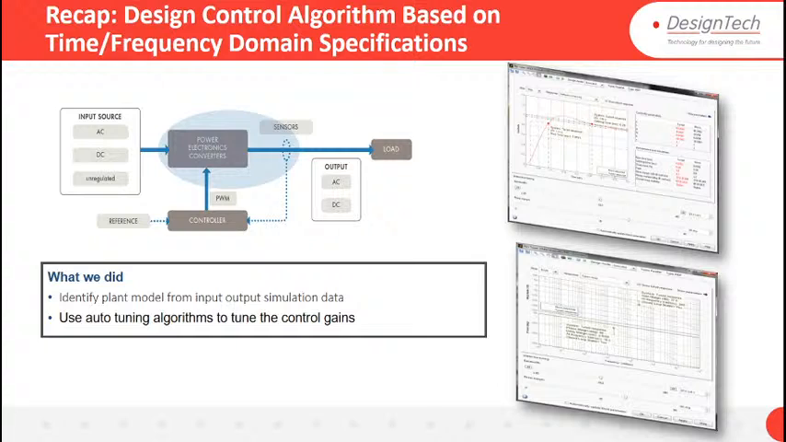So what we did till now, we identified the plant model from input and output simulation data. If you have any electrical system, you have to identify the transfer function from there. You can use the PID tuner to get the transfer function for that. Then further we used the auto tuning algorithms to tune the control gains, right?